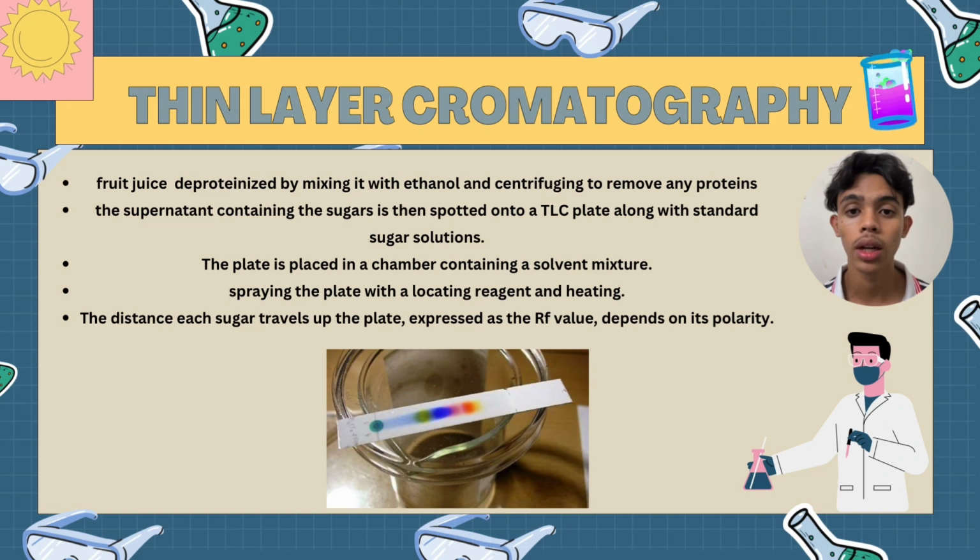For the idea of how we are going to separate the components of fruit juice by using TLC, first, the fruit juice is deproteinized by mixing it with ethanol and centrifuging to remove any proteins, and the supernatant containing the sugars is then spotted onto a TLC plate along with standard sugar solution. The plate is placed in a chamber containing a solvent mixture which acts as the mobile phase, and after the solvent front reaches the top of the plate, the sugars are visualized by spraying the plate with a locating reagent and heating. The distance each sugar travels up the plate, expressed as the Rf value, depends on its polarity.